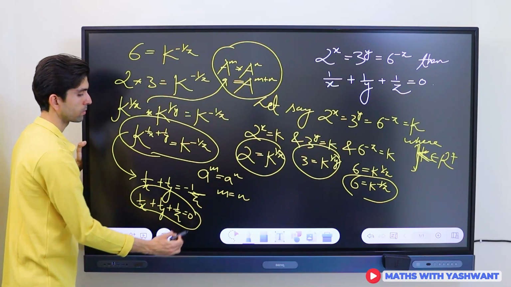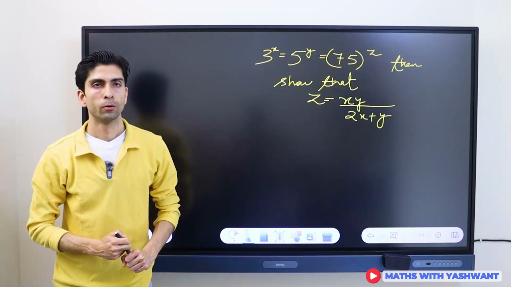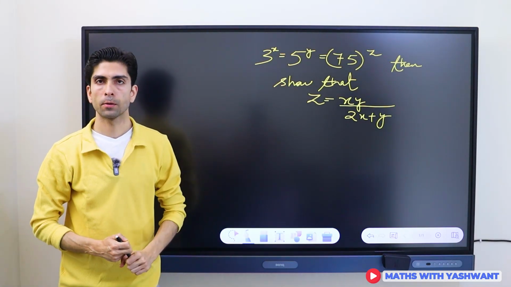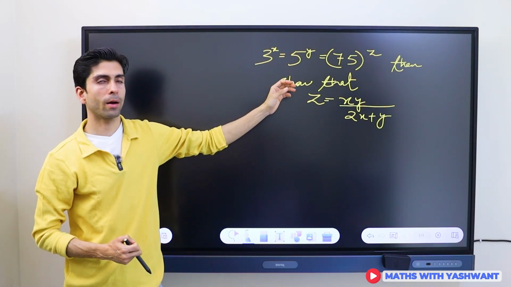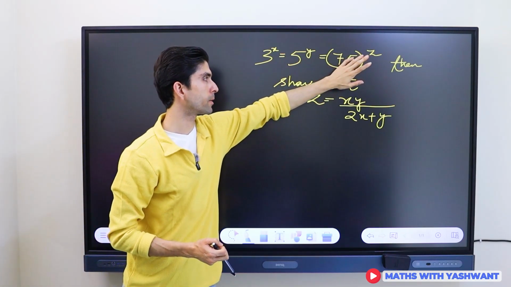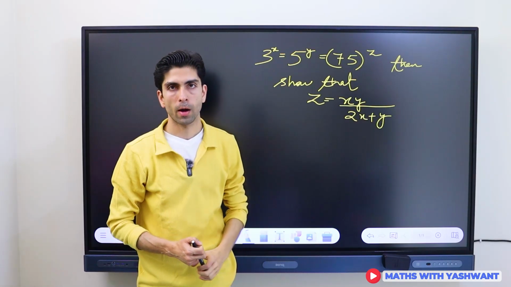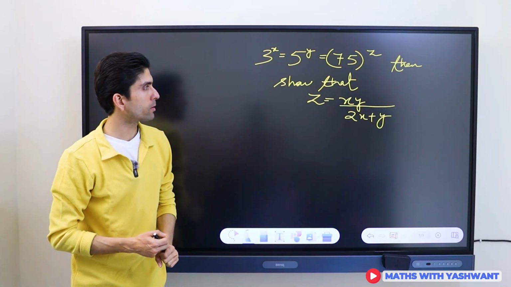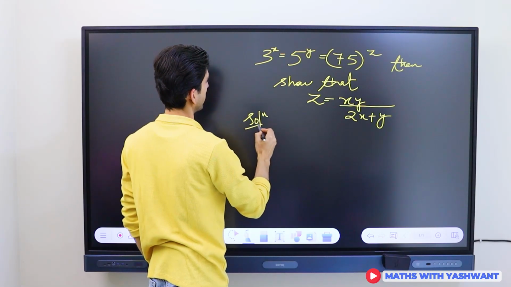And this is what we were supposed to prove. And we are done. So coming back to the third question of today's session, we have 3 to the power x equals 5 to the power y equals 75 to the power z. Then we have to prove that z equals xy upon 2x plus y. Now again we'll start with the same step. We'll say that this is the solution area.